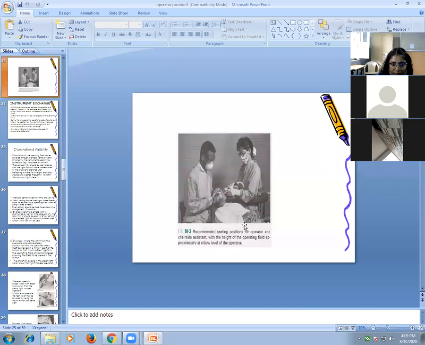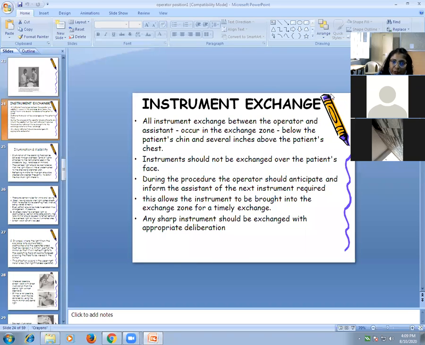See how the operator is maintaining the distance from the patient. All the instrument exchange between the operator and the assistants occurs in the exchange zone below the patient's chin. Never exchange the instruments over the patient's head. Always exchange the instruments below the chin and several inches above the patient's chest. Instruments should not be exchanged over the patient's face.